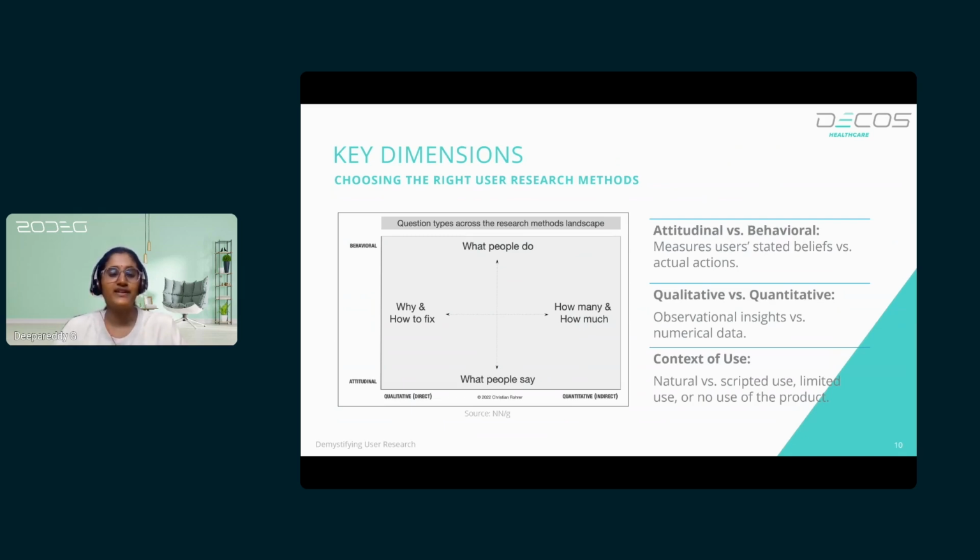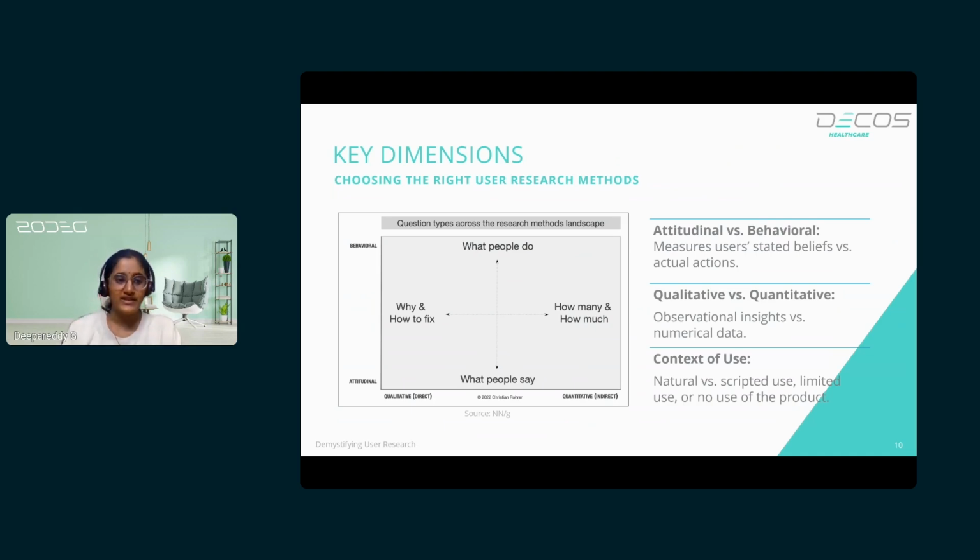Moving on to the qualitative versus quantitative dimension. Qualitative research explores the why behind user behavior, through interviews, field studies, or ethnographic research. It provides deep contextual insights into their motivations and experience, like why they are clicking this instead of that. That is all based on qualitative research.